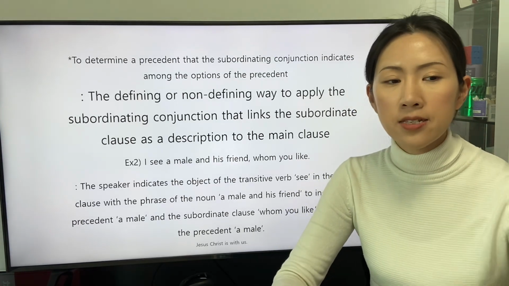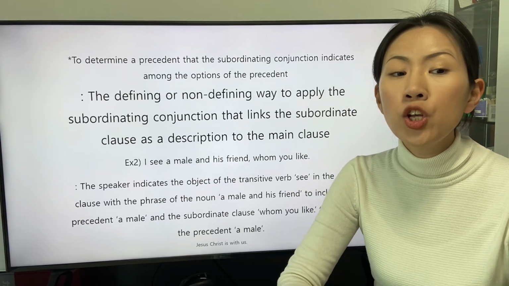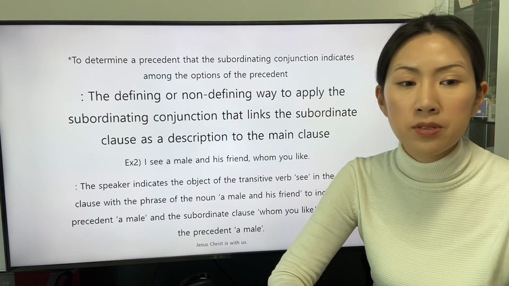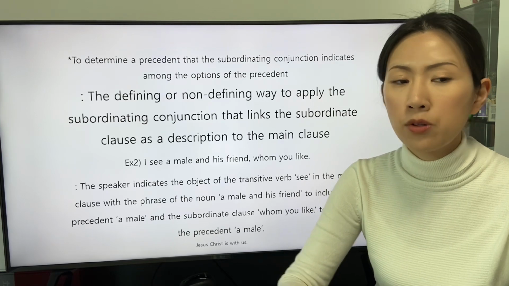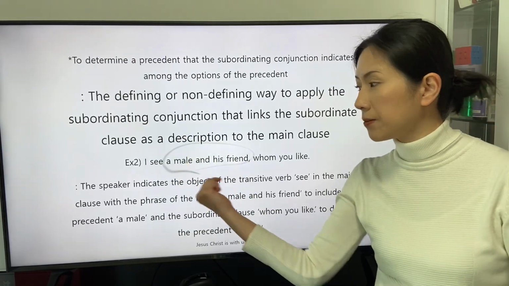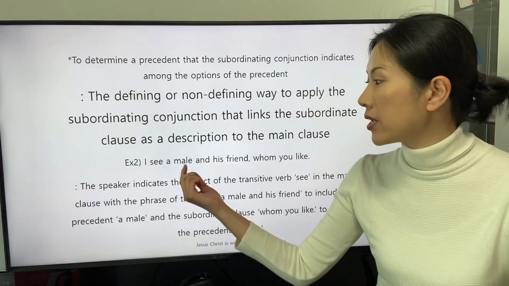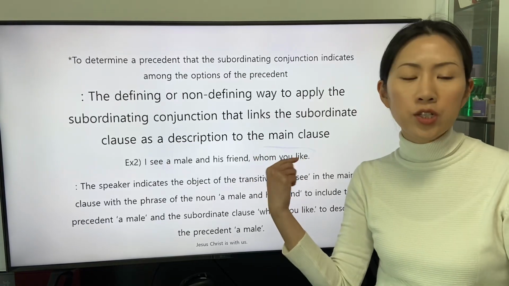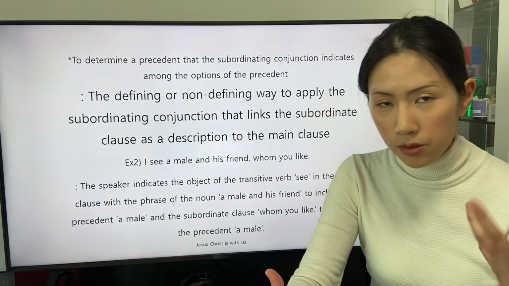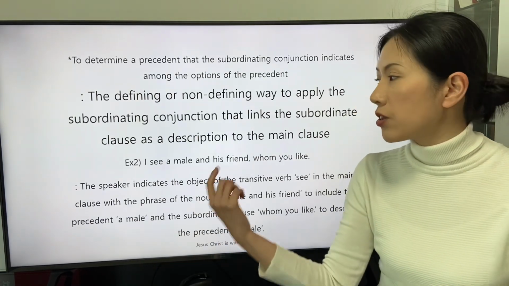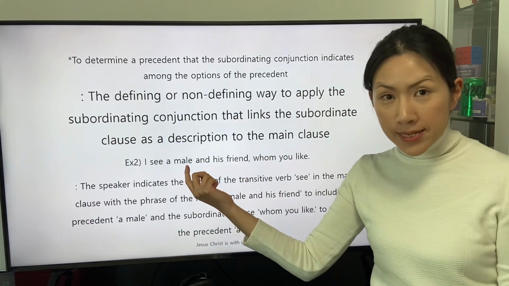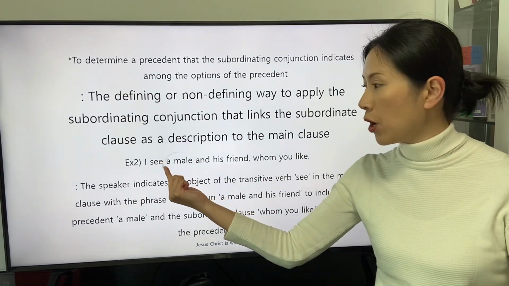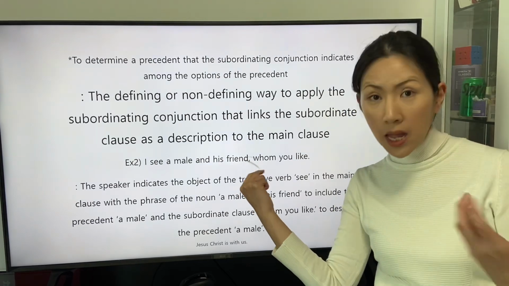The second sentence is this: I see a male and his friend, whom you like. The speaker indicates the object of the transitive verb see in the main clause with the phrase of the noun a male and his friend, to include the precedent a male and the subordinate clause whom you like to describe the precedent a male. The speaker sets the precedent indicated by the pronoun whom as a phrase of the noun a male because of the comma.